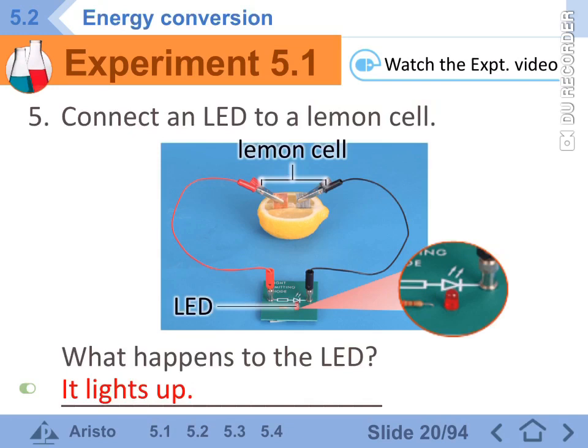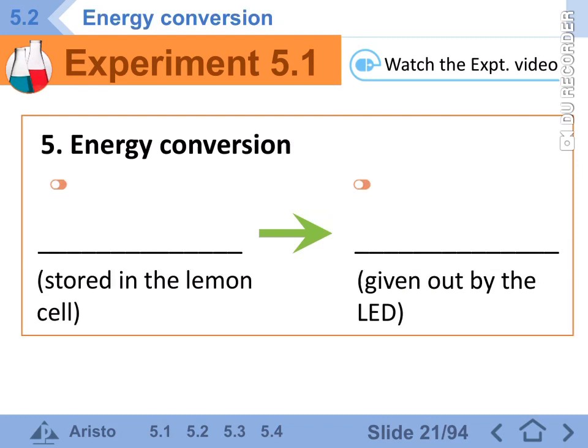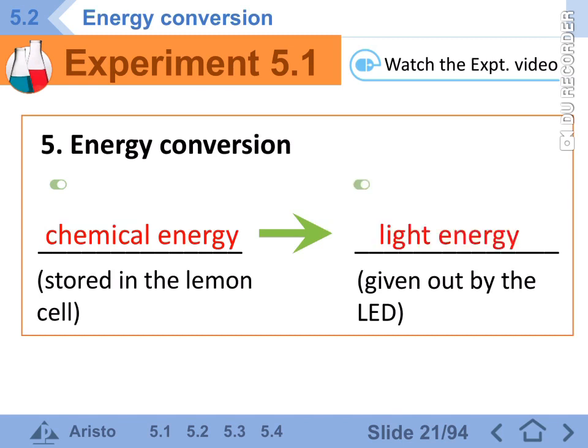So what is the energy here? Let's take a look. Something is stored in the lemon cell. What would that be? The lemon actually has chemical energy. So here, the lemon is acting as a battery. It's the same as those batteries you buy from the stores. Of course, the lemon wouldn't generate that much electricity, but it will generate enough electricity to light up the LED lights.